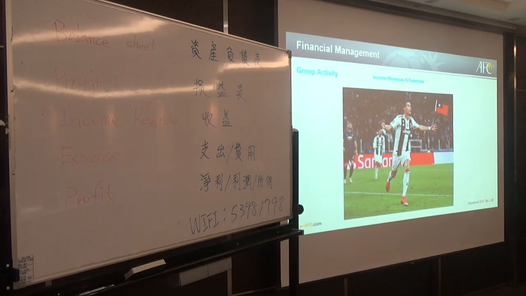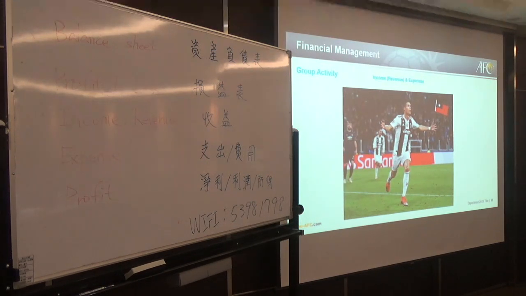So what we're going to do for the group activity, we might just do this line, this line, and this line. We'll get together, and what we'll look at is what income and what expenses for your club may be affected because of this signing. It's a very good way.